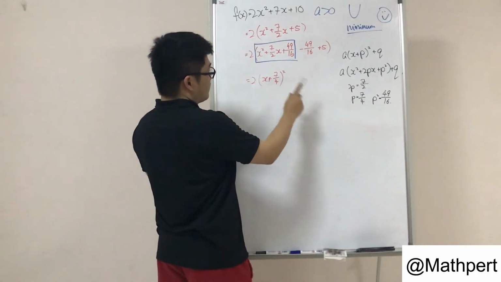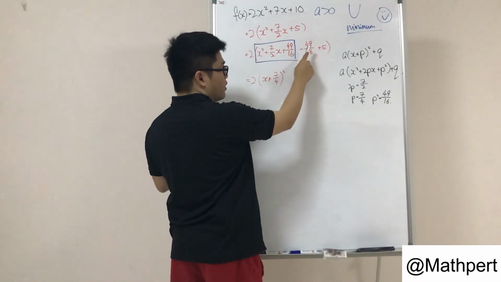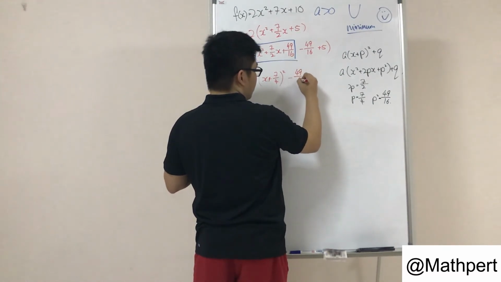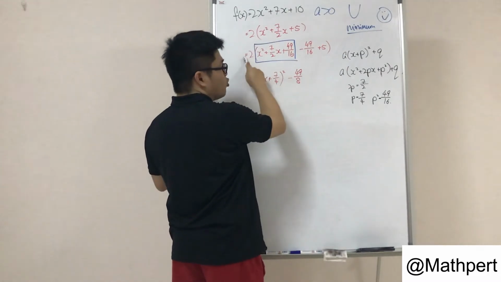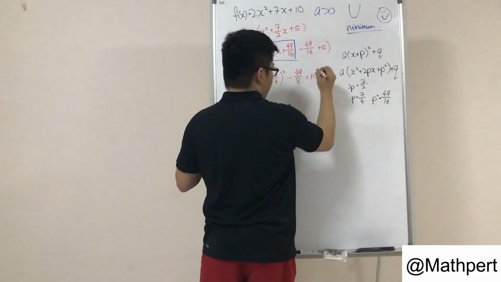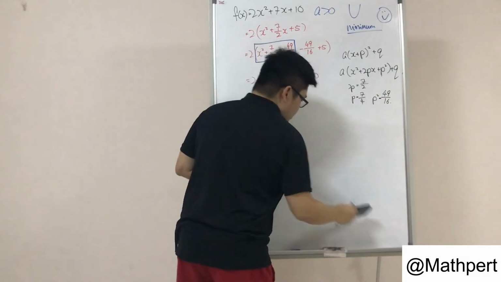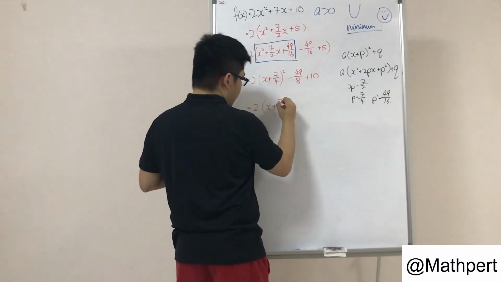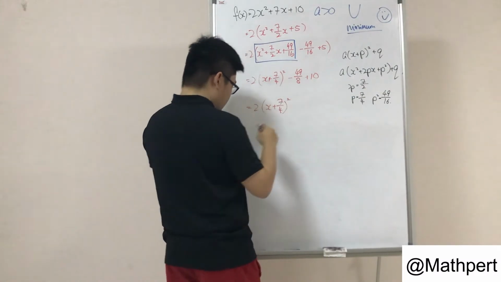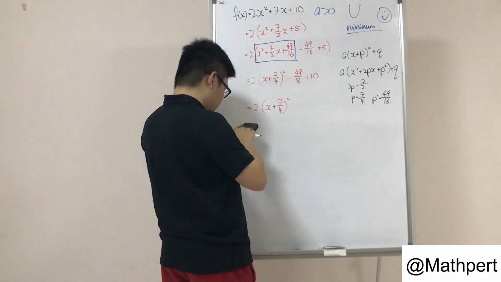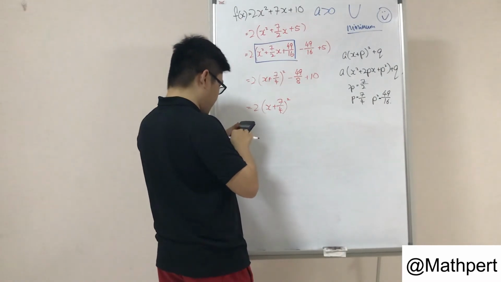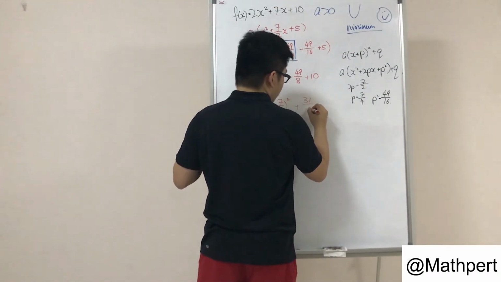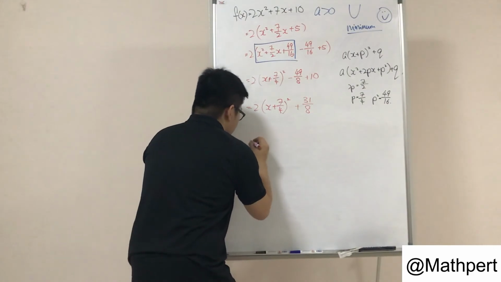Square. Okay, now 2 multiply 49 over 16, we get negative 49 over 8. Right. 2 multiply 5, we got positive 10. So here we write 2 multiply x plus 7 over 4 squared. So negative 49 over 8 plus 10 is equal to positive 31 over 8.